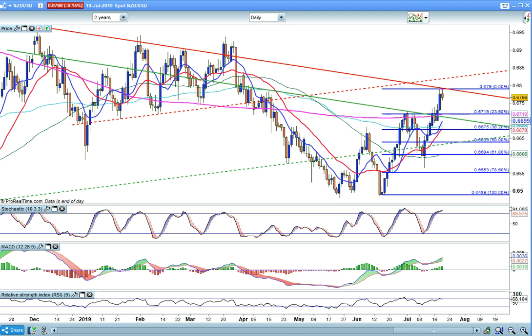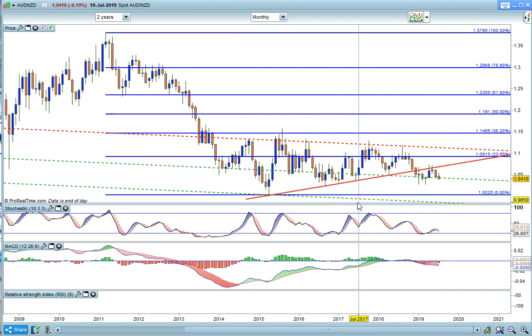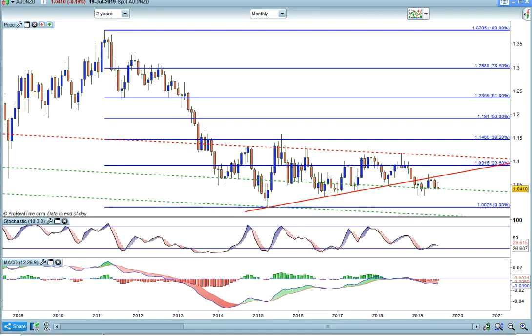Now, before I go on, I just want you to take a look at the Aussie Kiwi cross. Now, this is a monthly chart of the Aussie Kiwi cross. You can see quite clearly we've broken down. So what that in effect means is the Aussie is going to lose ground against the Kiwi. So if you're trading any of these against the dollar, if you're doing Aussie dollar or Kiwi dollar, just remember that you've got more potential to go into the Kiwi than you have the Aussie. So what this cross says basically is sell Aussie, buy Kiwi.